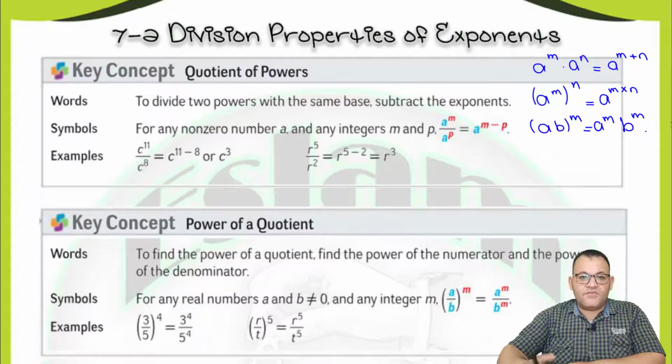We have some properties for division. The first property: if you have multiplication, you add the power. But if you have division, you will subtract the power. It means c to the power 11 divided by c to the power 8 will be equal to c to the power 3. Just subtract 11 minus 8, which is equal to 3.